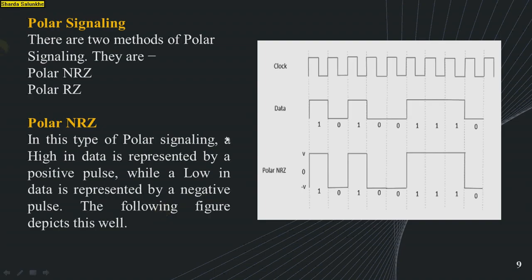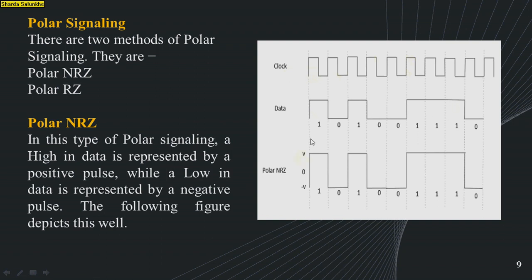Polar signaling has two methods, that is, polar NRZ and polar non-return to 0. Polar NRZ: this is the figure of polar NRZ. In this type of polar signaling, the high in the data is represented as a positive pulse, while low in the data is represented as a negative pulse. In the figure it is shown. So it is polar, showing both positive as well as negative pulses, but in unipolar there is no negative pulse available.